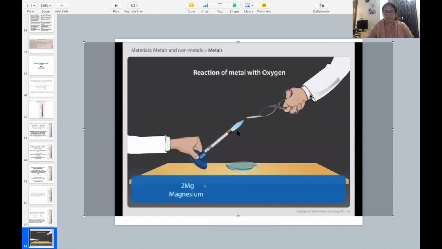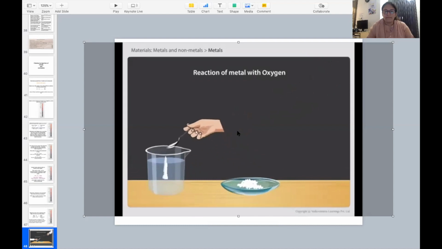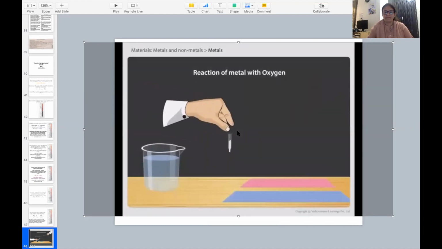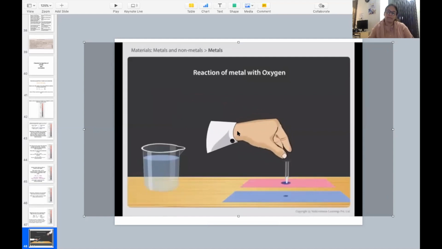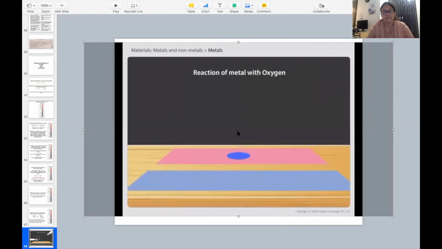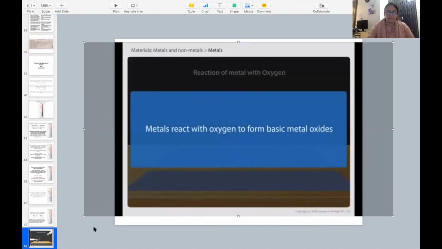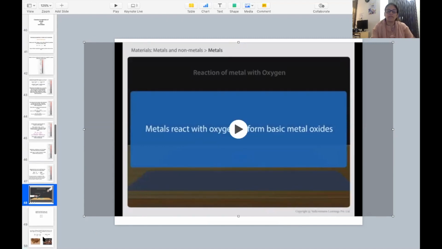When magnesium ribbon is burned in the presence of oxygen, it forms magnesium oxide. If the ash obtained on burning of magnesium ribbon is dissolved in water and tested with red and blue litmus papers, you will find that the red litmus paper turns blue. This is because the magnesium oxide formed is basic in nature. So, we can conclude that metals react with oxygen to form basic metal oxides. It is very much clear from this activity.